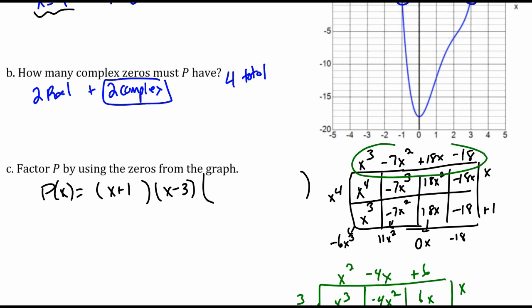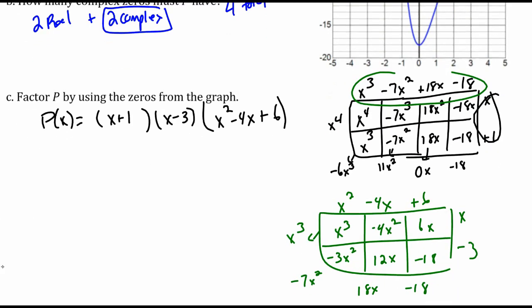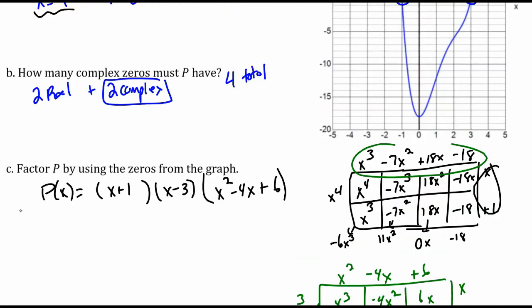Notice how both times I got remainders of 0, which makes sense because they're factors. x plus 1 and x minus 3 are factors. So p of x is x plus 1 times x minus 3 times x squared minus 4x plus 6. Now, we know we have complex zeros, so I'm not even going to try to factor that trinomial there.